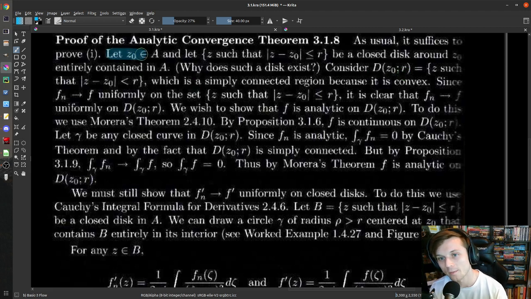We'll start by picking a point z0 in A, and we'll look at the set of z that are within a distance of r from z0. That is, it's a closed disk around z0, entirely contained in A, of radius r. That is, we're choosing some r so that this disk is entirely contained in A. A good question. Why does this disk exist? Ask yourself quick. See if you can think about it.